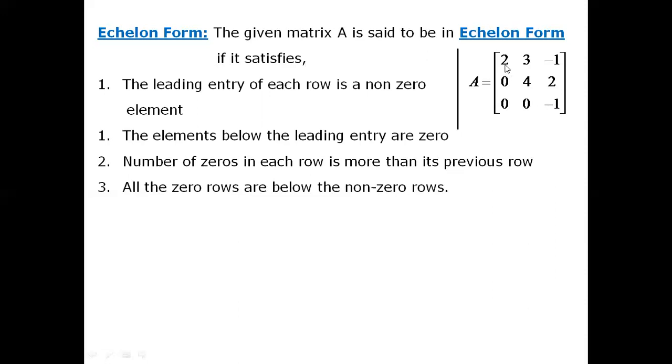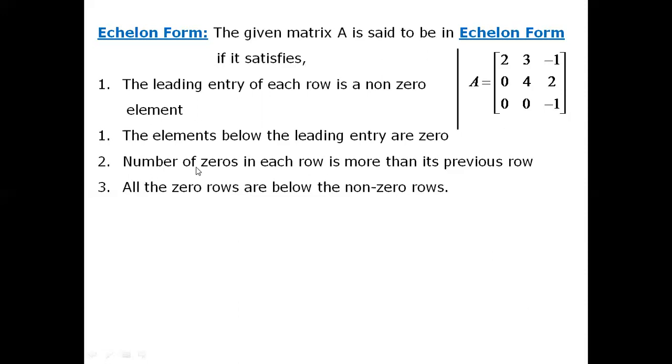And you can observe that the elements below the leading entry are zeros here. See, this is the leading entry. Below this, we have 0. And for the second row, this is the leading entry. Below this, we have 0. And below this, there is no row, so we can neglect it.